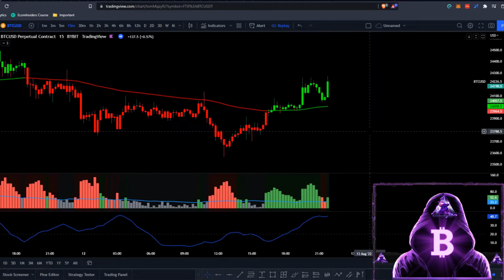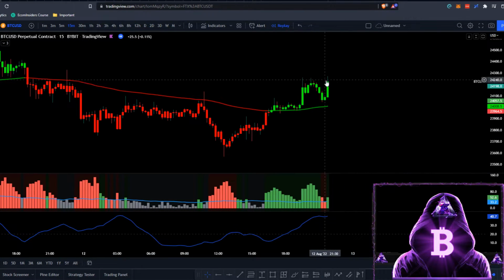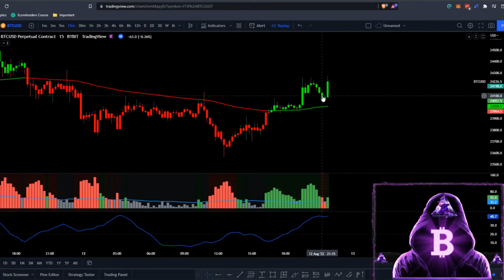Okay, let me give you another example. As we can see here, the price action broke above our moving average and the bars became green. The braid filter issued a new long signal. The ADX line is above our 20 level and it is also pointing upwards.